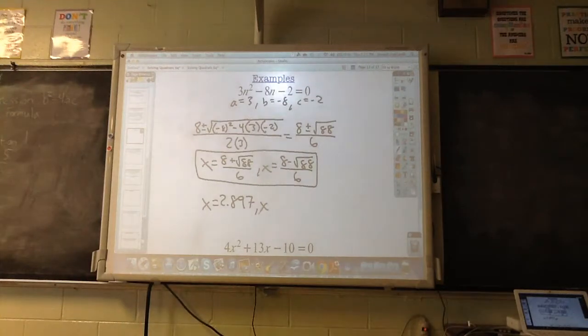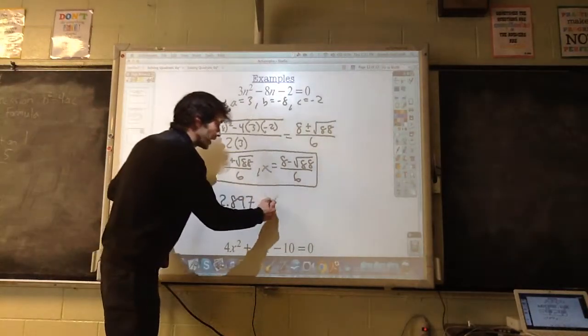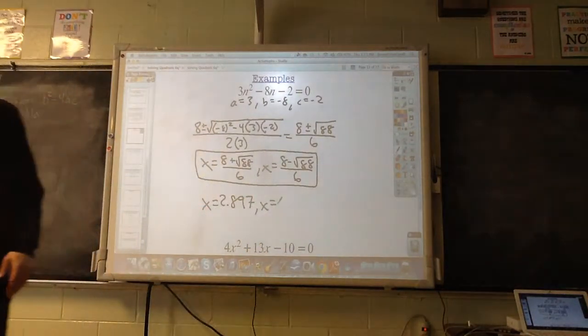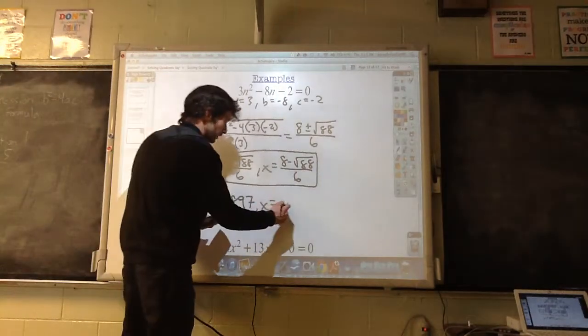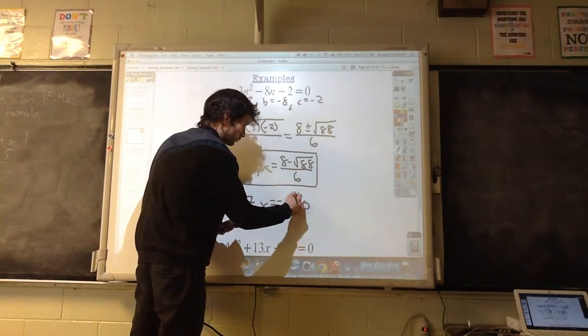Eight minus the square root of 88 over 6 gives negative 2.301385866. Good. So if I want to round it to 3 digits, tell me what it is rounded to 3 digits. Negative 0.230. Yep. Negative 0.230.